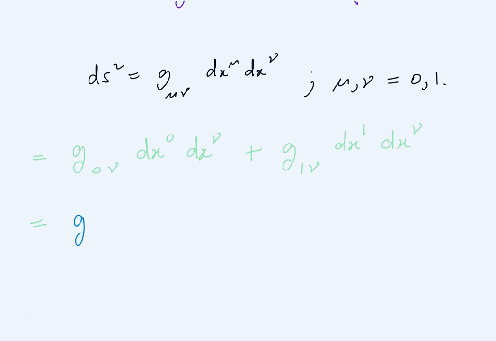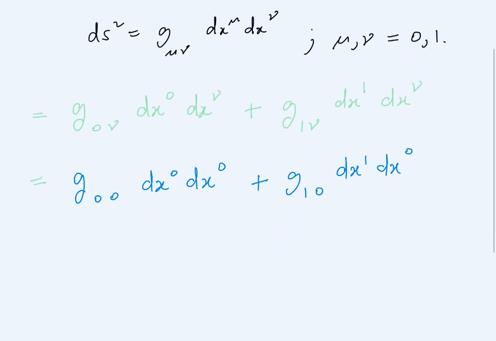So now we're going to go ahead and substitute into nu. We're going to substitute 0 in each term. So we're going to have g 0, 0, dx 0, dx 0. So we're substituting 0 where nu is. And we're going to substitute 0 in each term. So we're going to go g, 1, 0, dx 1, dx 0. So we substitute 0 into each term. And then we sum that to the following.